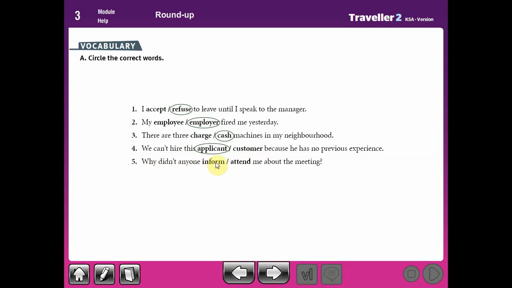Why didn't anyone inform or attend me about the meeting? So can you say "attend me"? Attend means to come to the place. So you can't say "attend me about the meeting," but you can say inform. Inform means to tell. So why didn't you inform or tell me about the meeting, right? So inform means here to tell. To the next question.